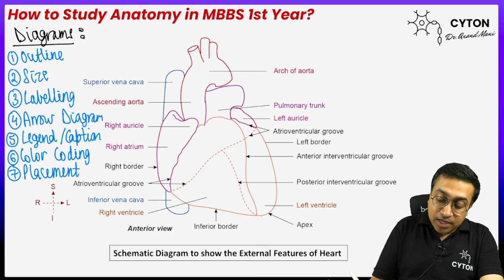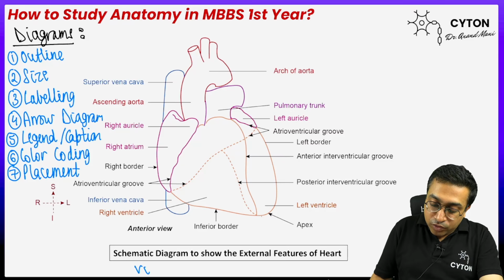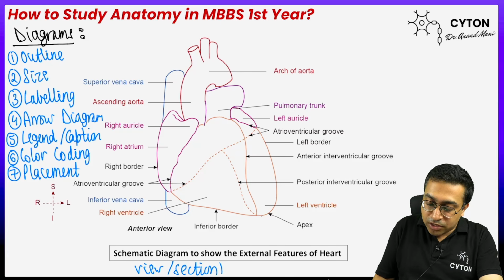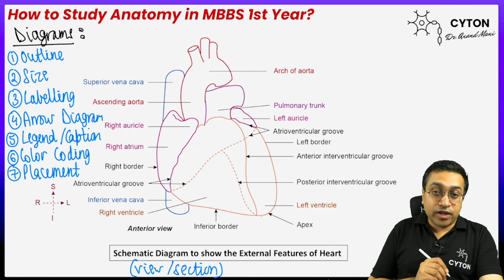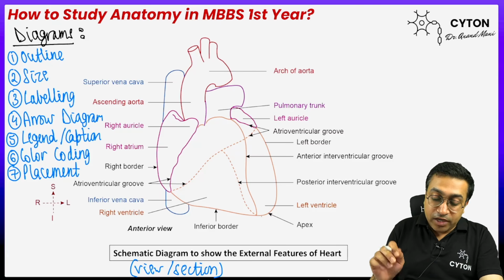And sometimes in caption you can also specify the view. Like it's a coronal view or a section is given. View or section also you can mention in the caption itself. Then color coding, very important, I will talk about in a while. And then you have placement. So placement I have told you.